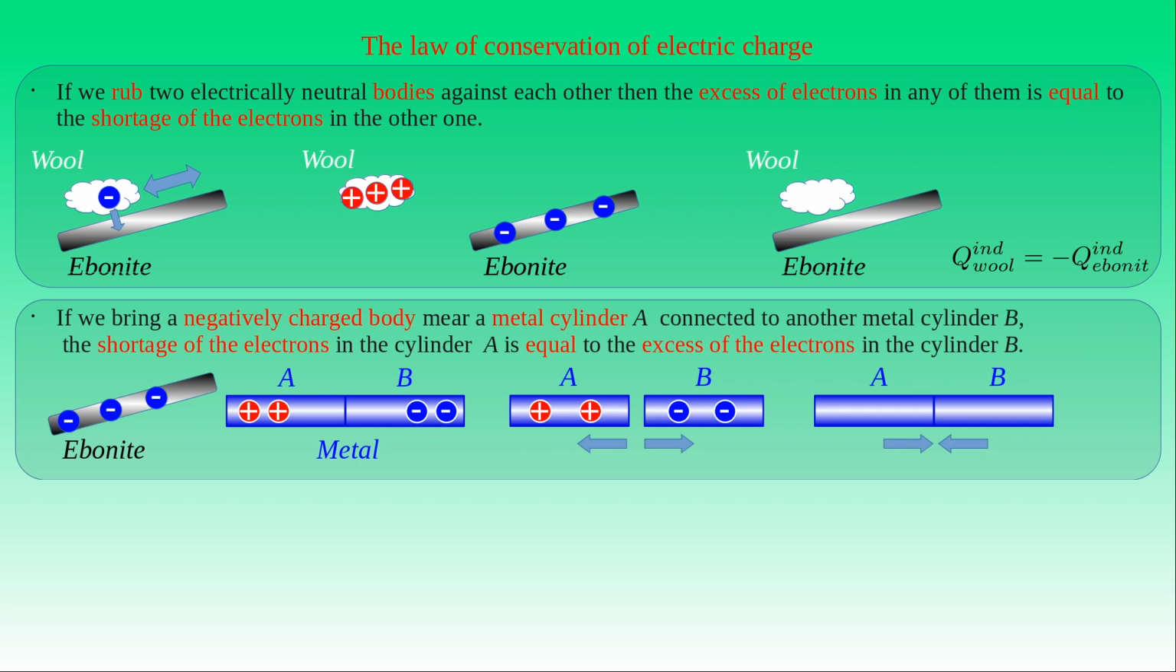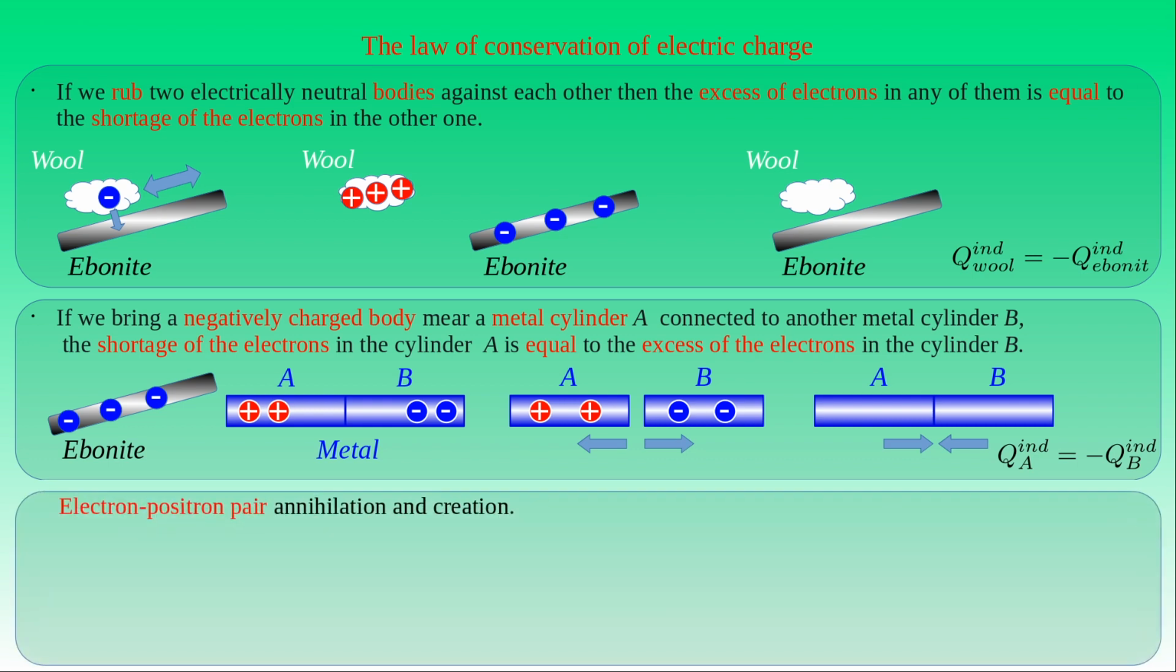Therefore, the excess of electrons in the cylinder B was the same as the shortage of them in the cylinder A. This result shows that the two cylinders have the same amount of induced charge. Other important examples in atom physics are the electron-positron pair creation and annihilation.